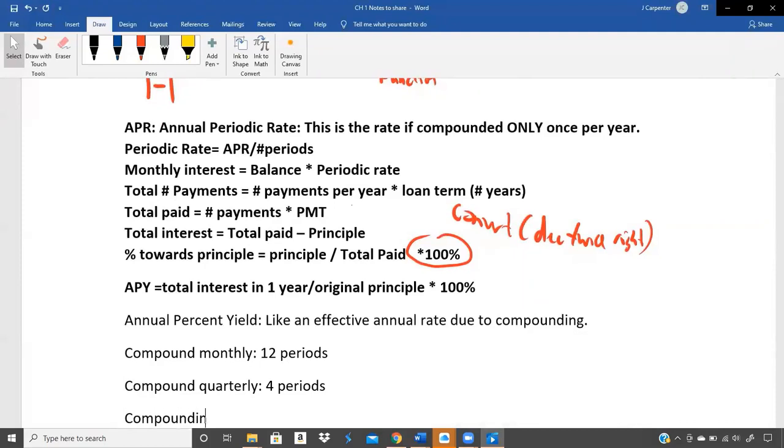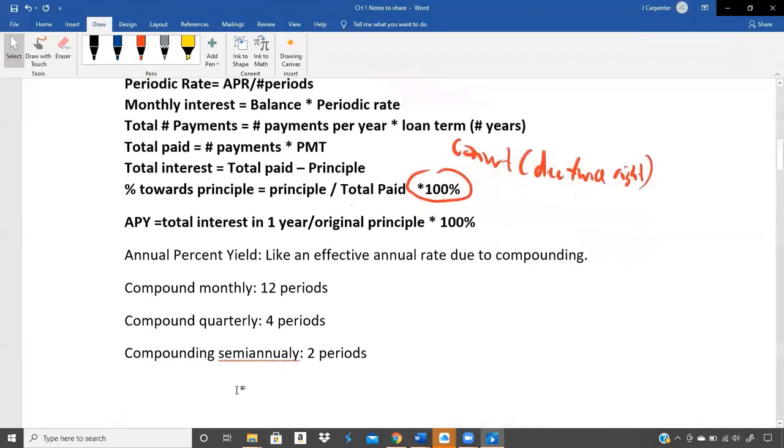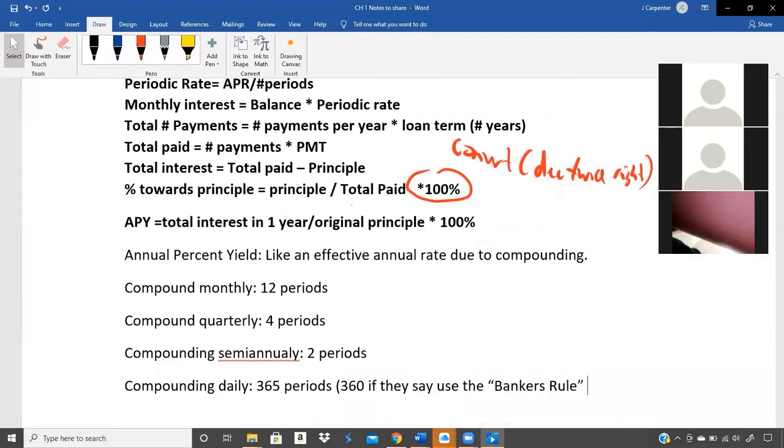If we're compounding semi-annually, that means twice per year, so there's 2 periods. If we're compounding daily, 365, or in certain cases, if you see something tell you to, 360 if they say use the banker's rule. And again, what that does is it just calls every month 30 days. It's rounding it out, which is not true of January, March, May, July, August, October or December.